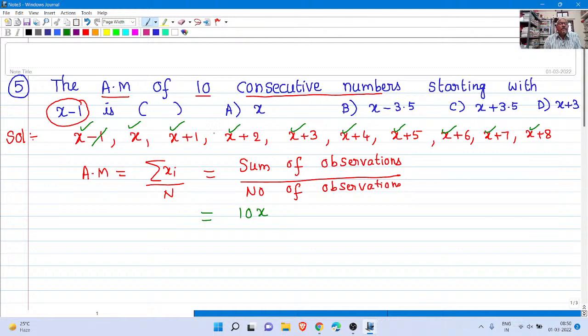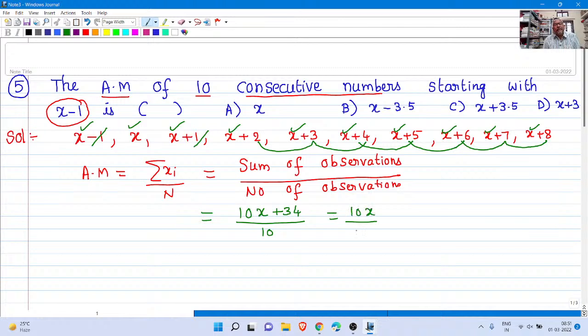Actually, minus 1 plus 1 cancel. So 2 plus 3 is 5, 5 plus 4, 9, 9 plus 5, 14, 14 plus 6, 20, 20 plus 7, 27, 27 plus 8, 35. Sum divided by the number of observations, 10. So we can write 10x by 10 plus 35 by 10. My dear students, 10 and 10 will cancel out. We have x plus 35 by 10, which means 3.5.